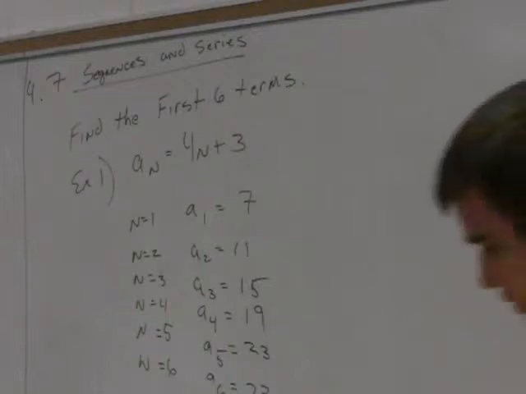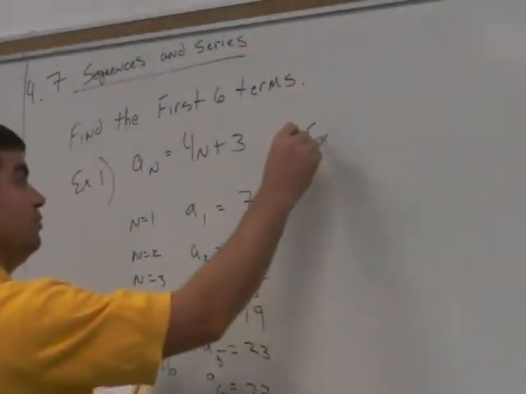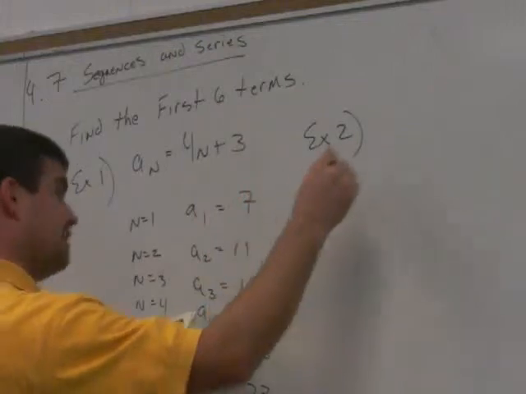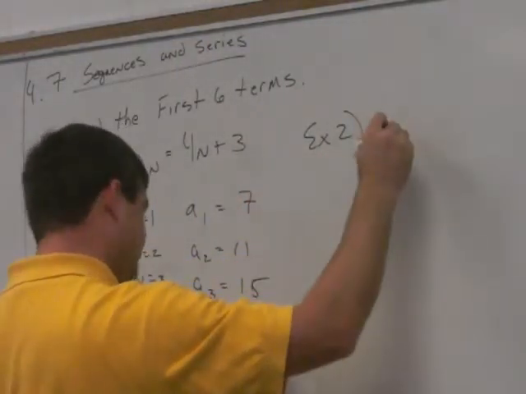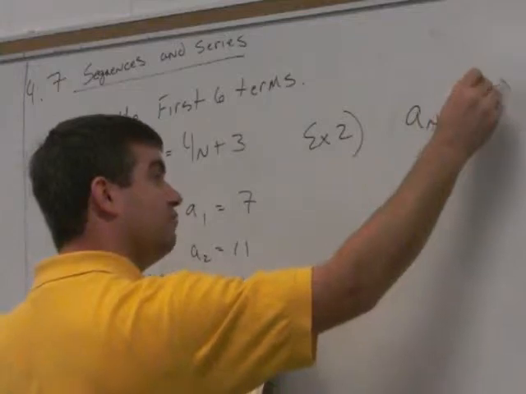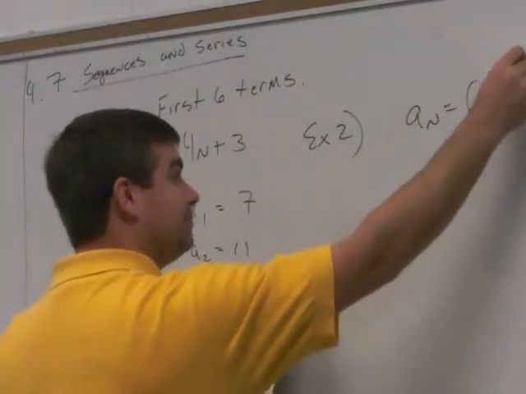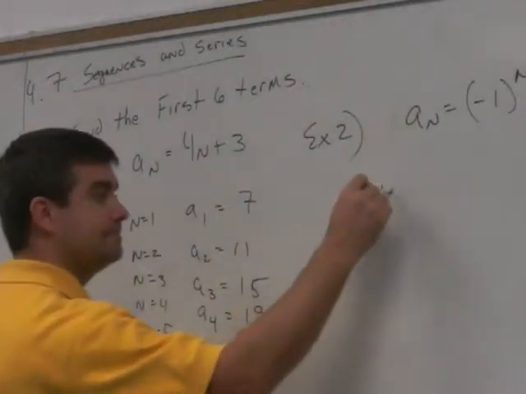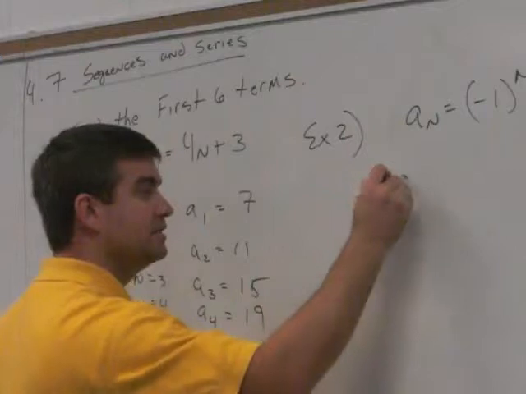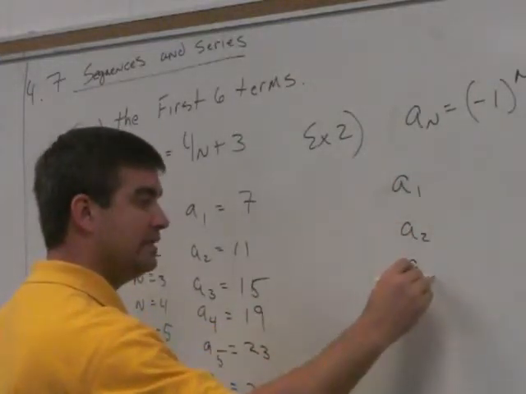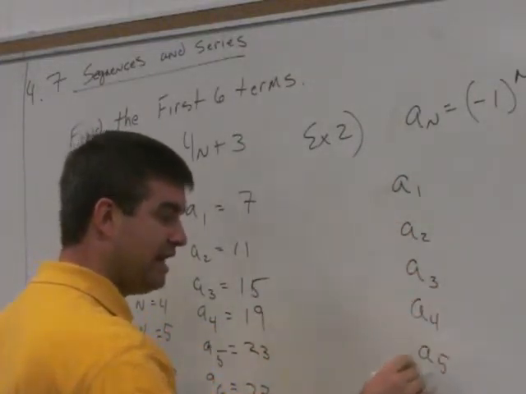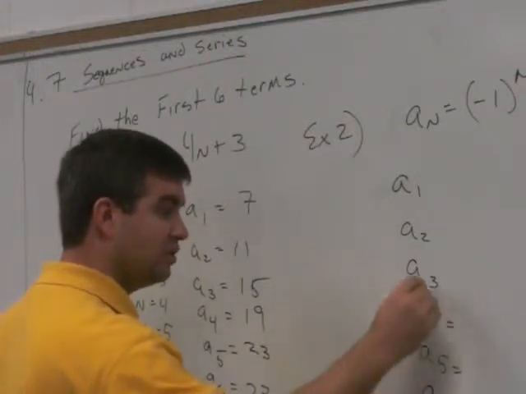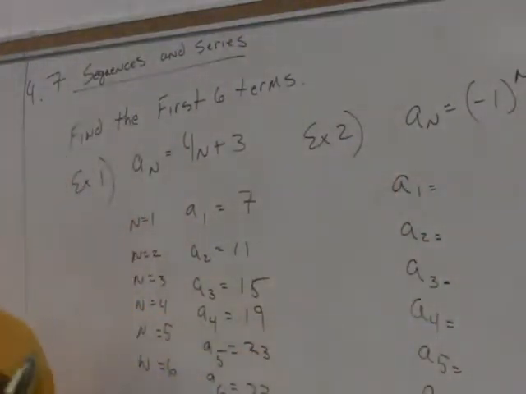Okay? Let's do another one, a little harder. Example 2. A sub n equals negative 1 raised to the n plus 1. So now n is an exponent, and we've got to find the first 6 terms. So when n is 1, we'll just do this: A sub 1, A sub 2, A sub 3, A sub 4, A sub 5, and A sub 6. Can you correctly find the first 6 terms?